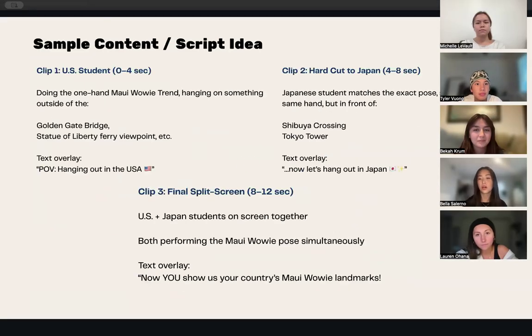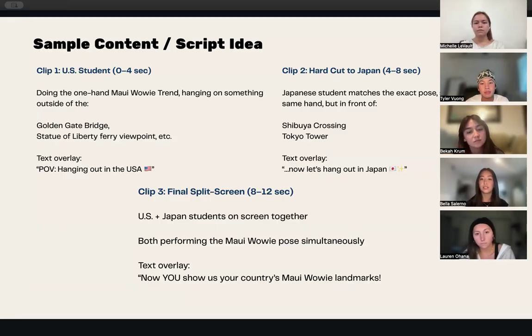Now for sample content and a script idea. This being an example for our first clip, about 0 to 4 seconds, will be the US student doing the one hand Maui Wowie trend, hanging onto something outside of the Golden Gate Bridge, Statue of Liberty, something like that that's notable to the United States. The text overlay can say, "POV: hanging out in the USA."